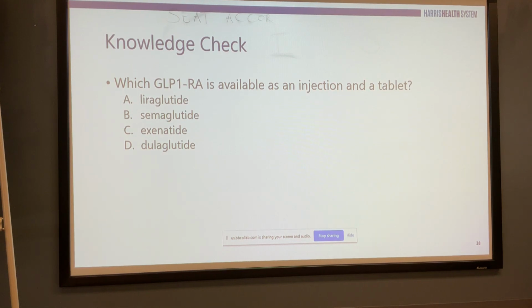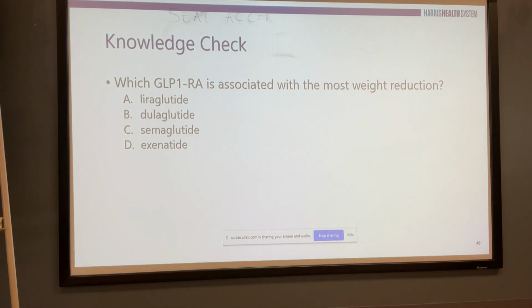Alright, next knowledge check question. Can I get a reader? Which GLP-1 RA is available as an injection and a tablet?